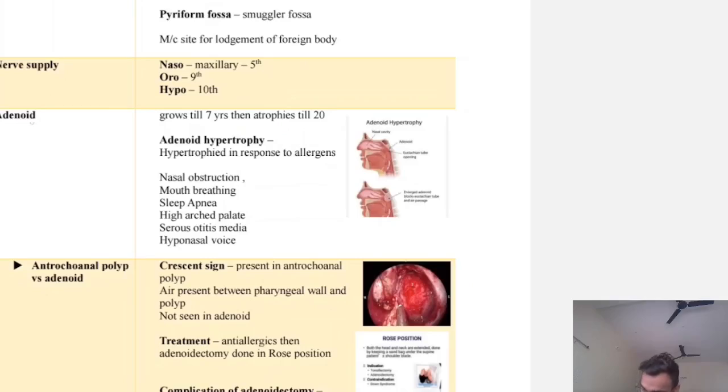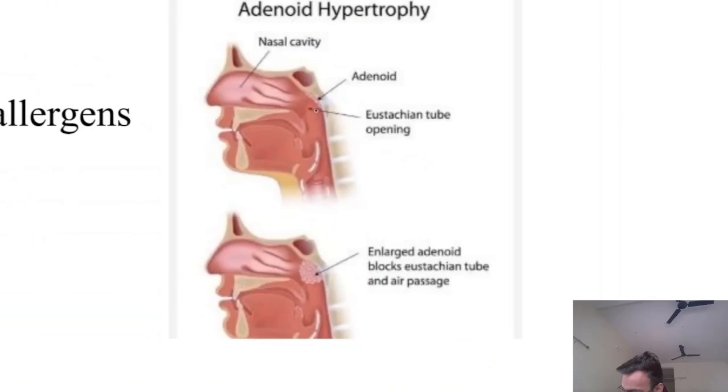So the next topic is adenoid. So what is adenoid? You can see this is the adenoid gland. It is normally this much shape, but when there is adenoid hypertrophy, you can see the shape is increased. In large adenoid, you can see this is present in the nasopharynx. You can see here there is the eustachian tube opening.